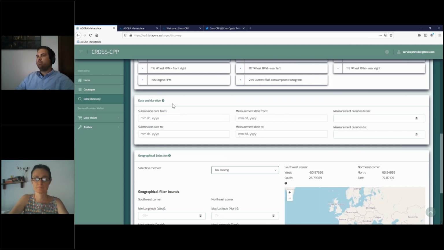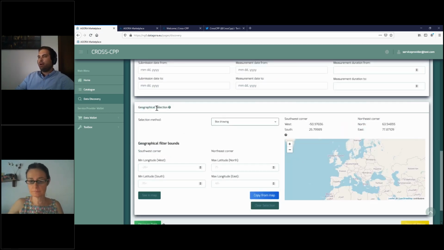And I can also filter by the date and duration. For example, imagine that I am offering seasonal services, only for summer or only for a specific time. I would like to give you my offer for this month, or I would like to have the information from a specific time frame or for a specific day. So basically, you can also filter here by this date and duration box.